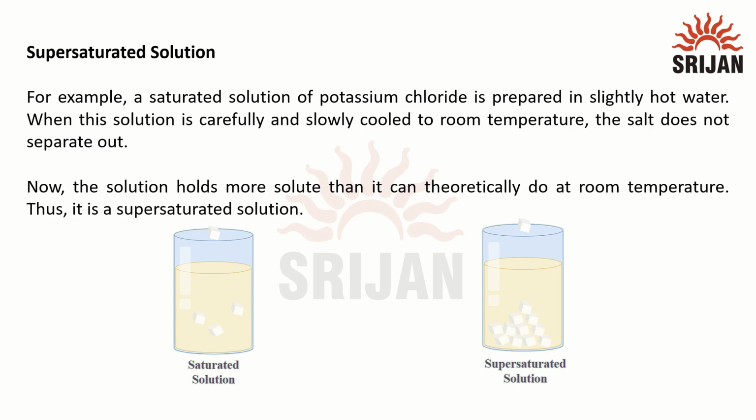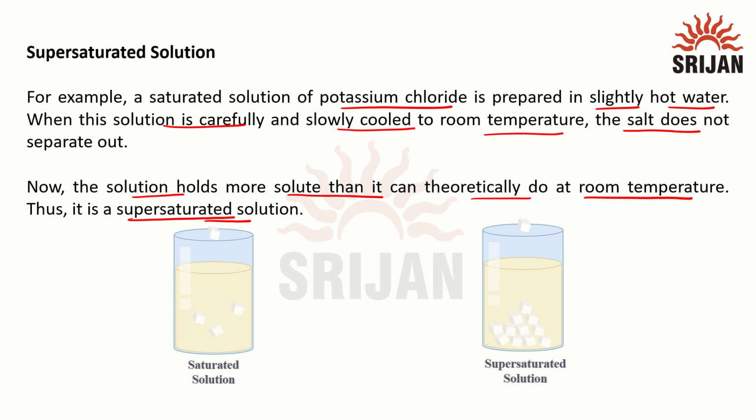A supersaturated solution of potassium chloride can be prepared by slightly heating the water. When the solution is carefully and slowly cooled to room temperature, the salt will not get separated or crystallized. Now the solution holds more solute than it can theoretically hold at room temperature. Thus, it is known as a supersaturated solution.